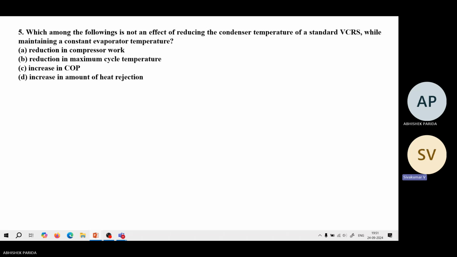If we are reducing the condenser temperature, the work in the compressor will increase, sir. In the meantime, the refrigeration effect is going to reduce. The temperature at the end of compression is on the higher side. All put together, the COP value will come down. That's why the effect of reducing the condenser temperature is not asked here. So that's why increase in the amount of heat rejection may be the choice. Okay. We'll see what the answer is.